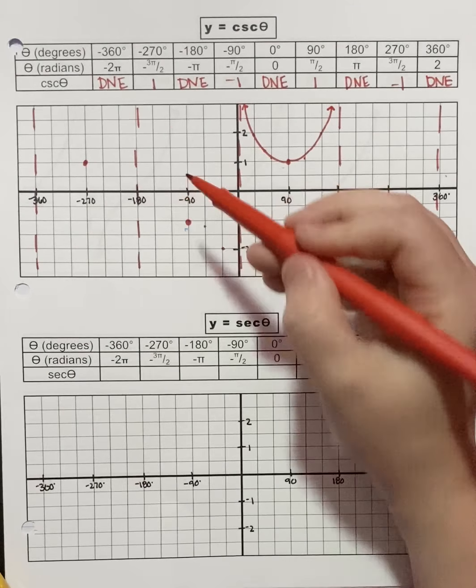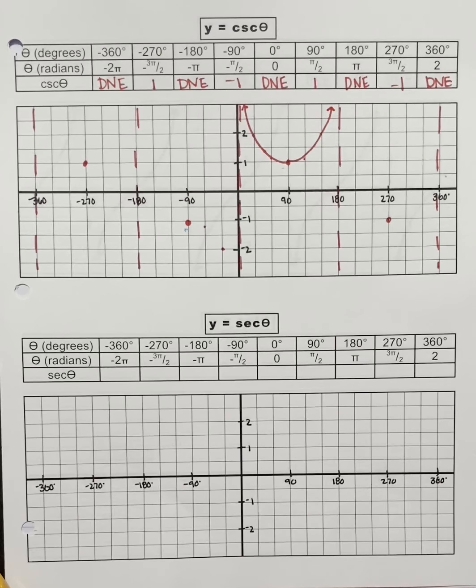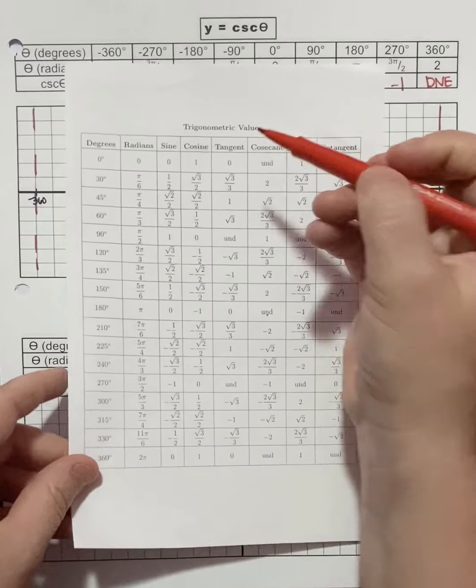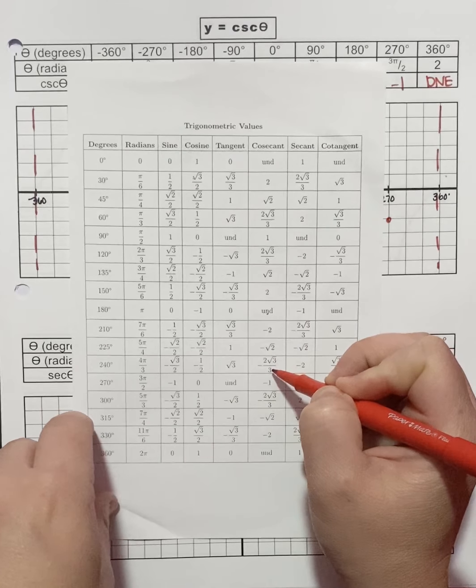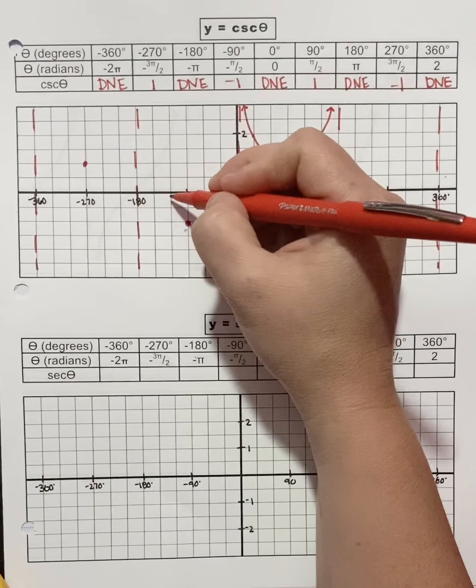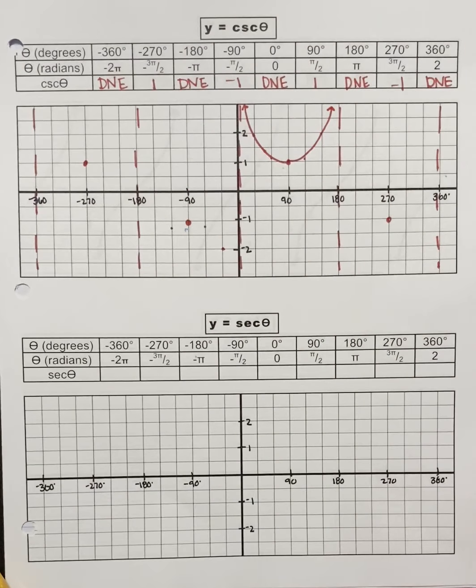All right, so here's negative 90. Negative 90 plus negative 30 is negative 120. Well, I don't like negative 120, so I'm going to take negative 120 and add 360, and that's the same thing as 240. So the cosecant of 240 is negative 2 square root of 3 over 3. That's that same negative 1.2. Now you can probably see what's happening here.